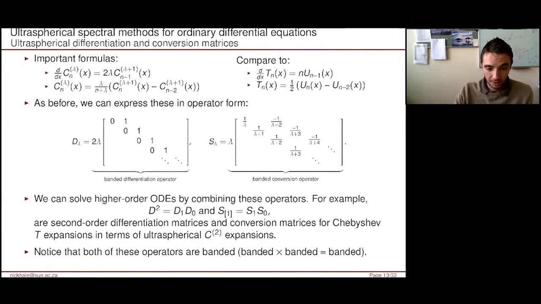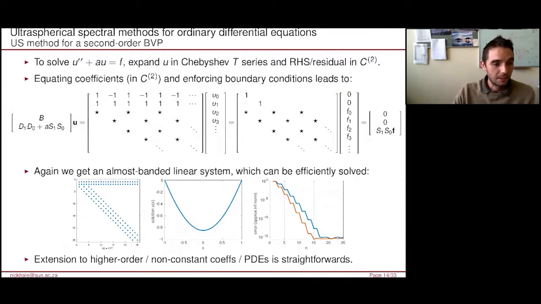And we could get the associated conversion operator by multiplying the conversion matrix for the Chebyshev with S1, and that would give us the conversion operator. And what do we notice? Well, each of these operators, D0 was banded and D1 was banded, so this thing, D squared, is also banded. If you multiply two banded matrices together, the result will also be banded. Similarly here, these two were banded matrices, so the product of those two will also be banded.